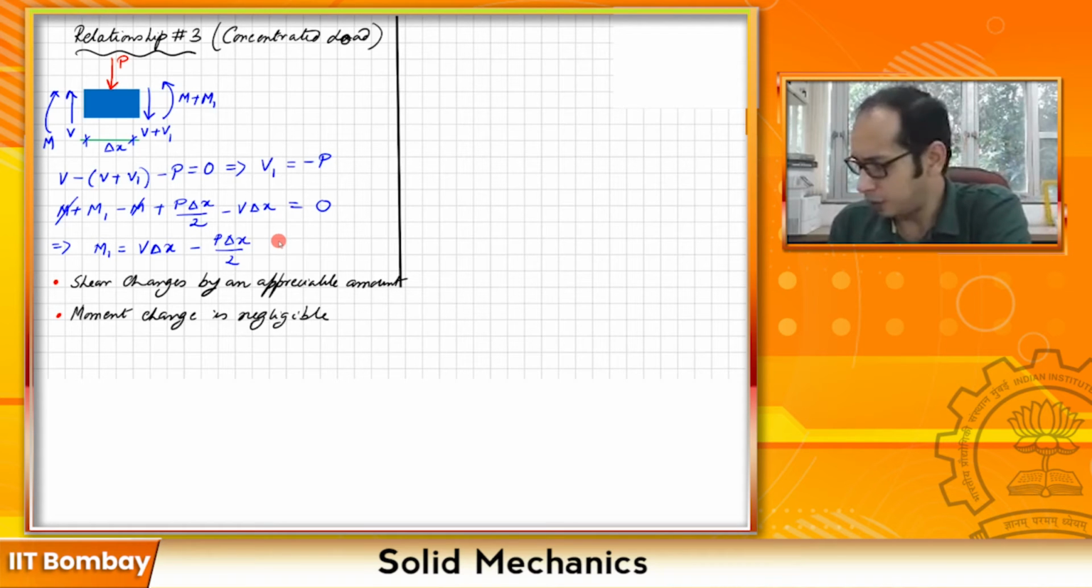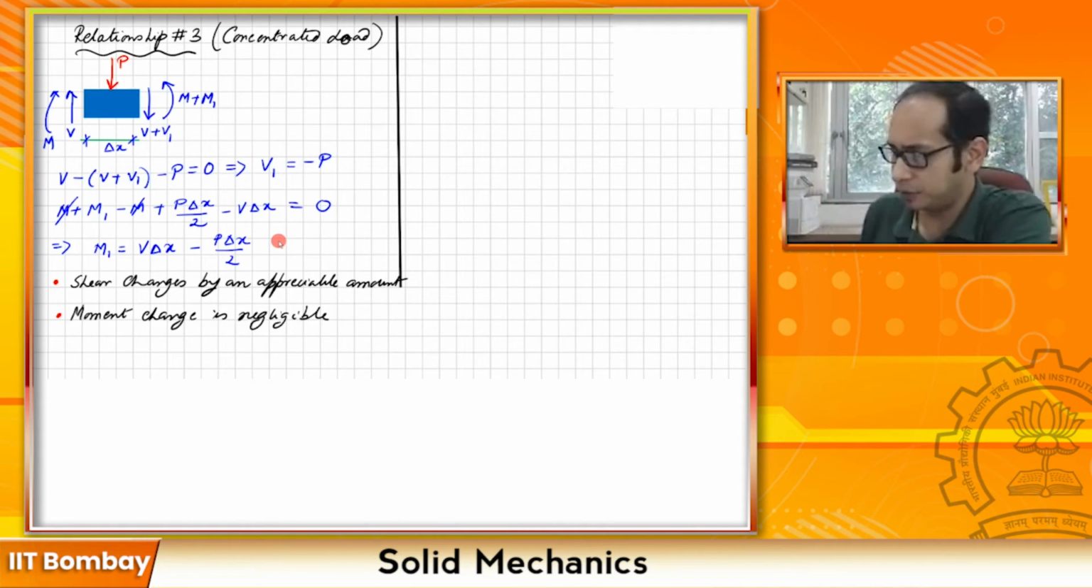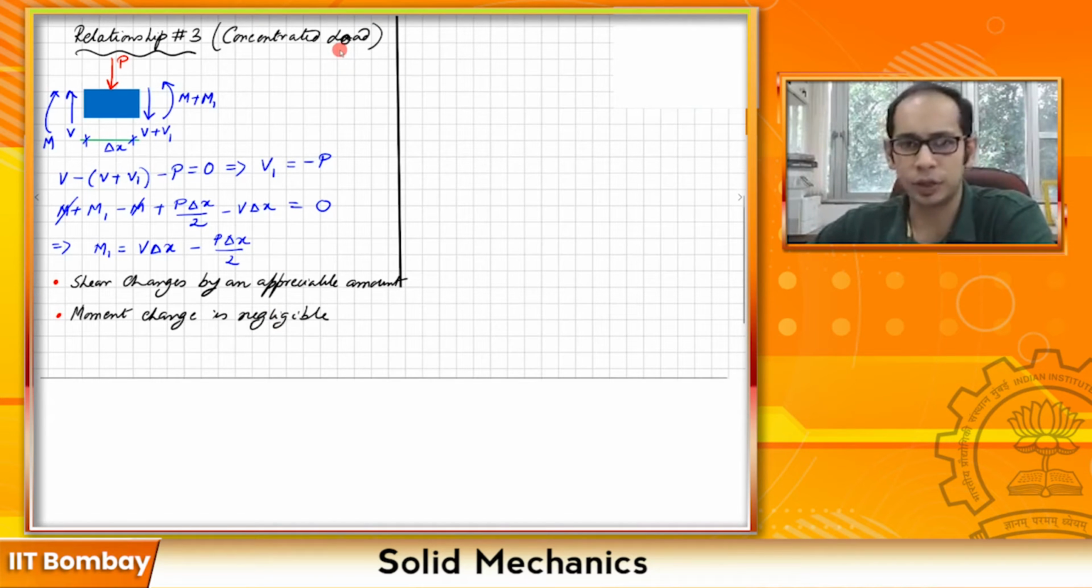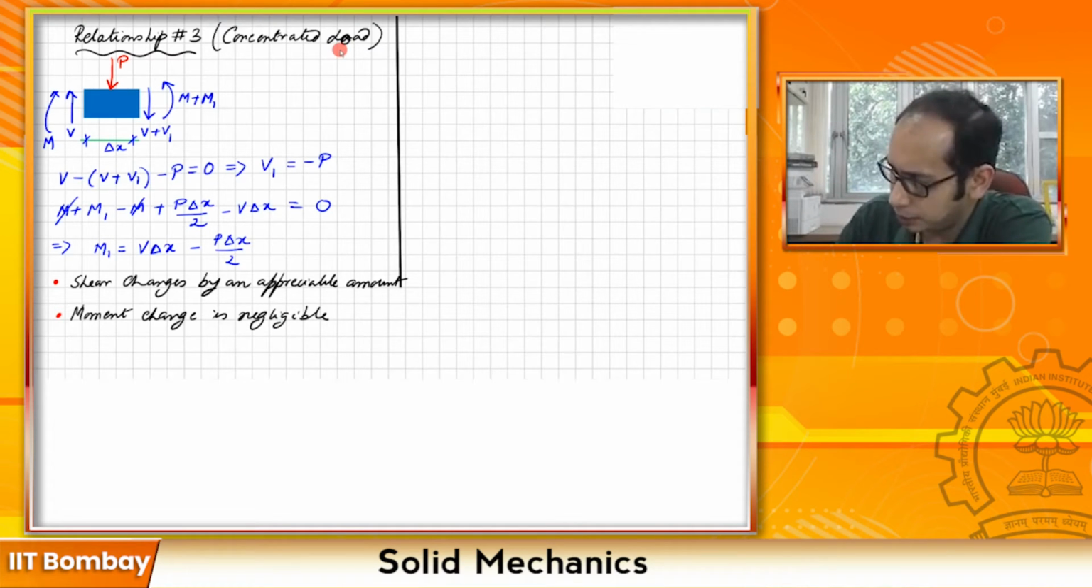Okay, now that we have relationship 3, let's talk about the last relationship that we would have. So this was for a concentrated load, so next we are going to have a concentrated moment. So let's write that down as well. So relationship number 4, so this is for concentrated moment.